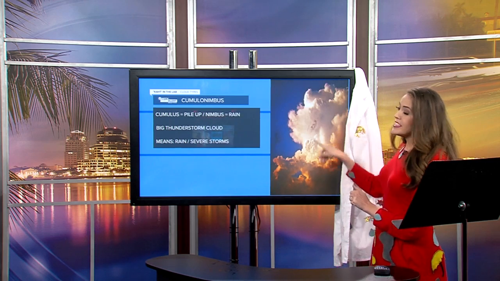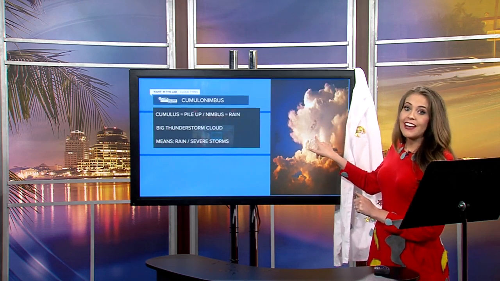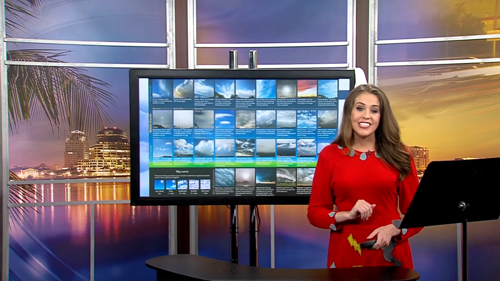And with severe weather in the forecast potentially tomorrow, maybe even Saturday here in South Florida, I want you to look up in the sky tomorrow and see if you see these clouds. And if you start seeing these clouds, you know we could be looking at a round of severe weather.